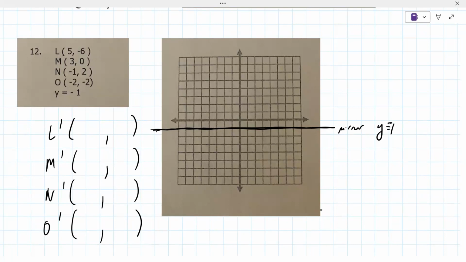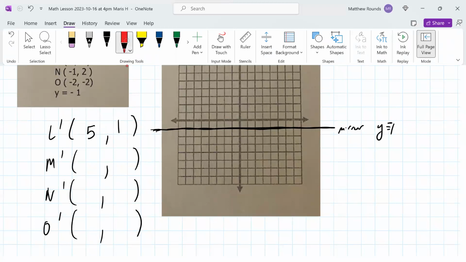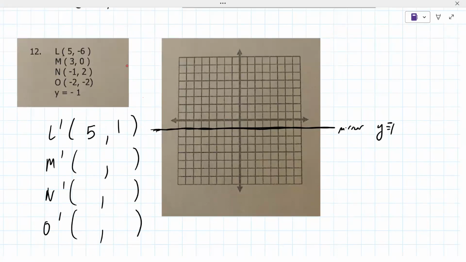Okay, so for L prime, I have 5, 1. Right? 5, 1, you said? Yeah. Did you end up graphing these though? Okay, so let me graph the first one here because that may change your answer. So 5, -6, 5, and then 1, 2, 3, 4, 5, 6 right there. Now you're just counting up. There's 5 up. So you're going to go 5 up from this, 1, 2, 3, 4, 5. So that's where L prime is going to be located, 5 up.